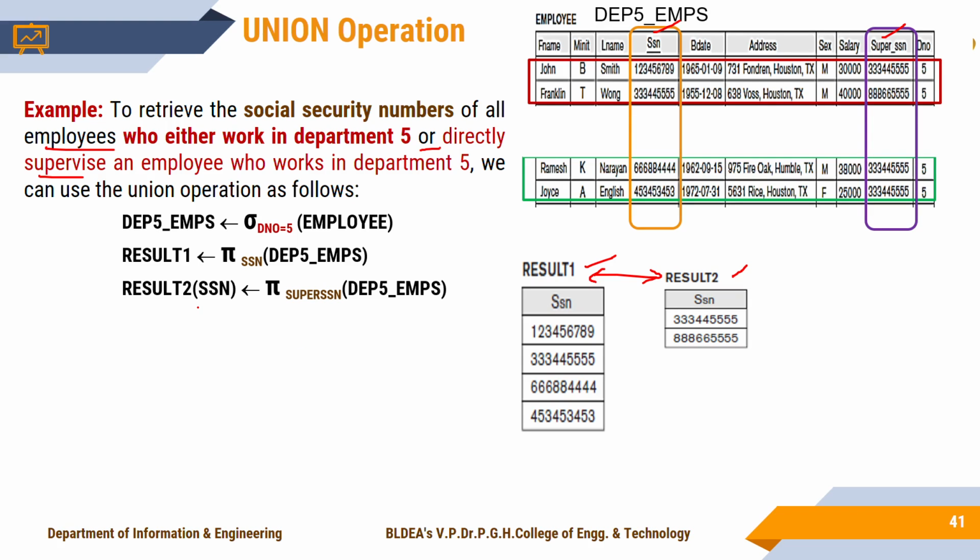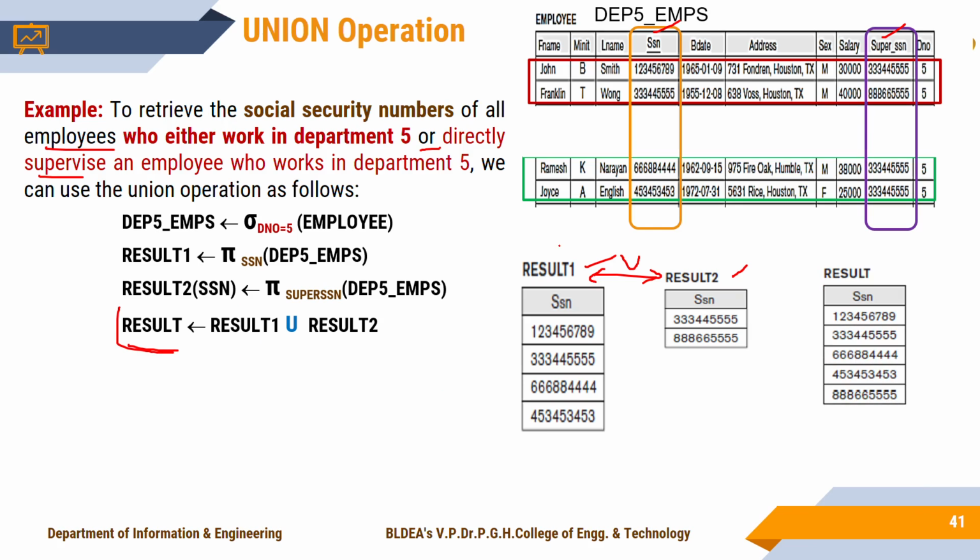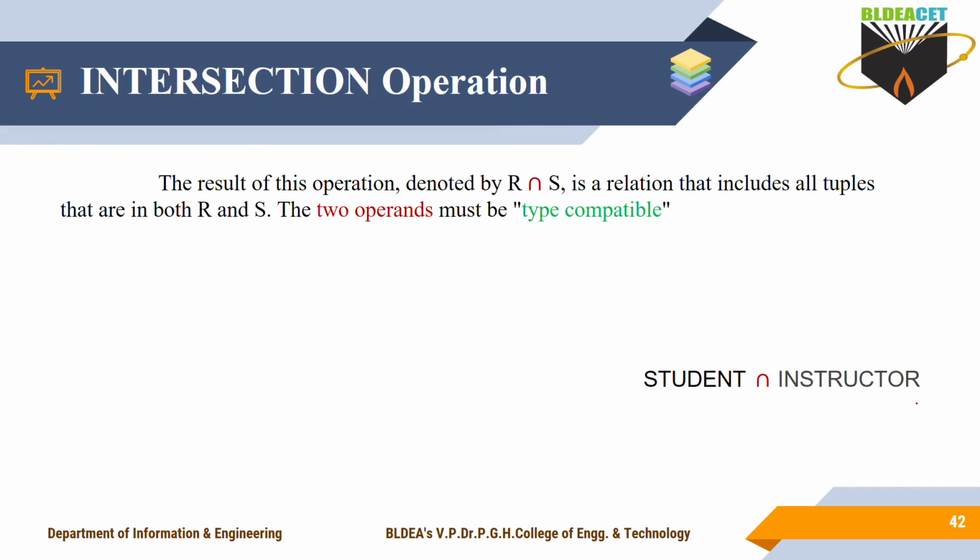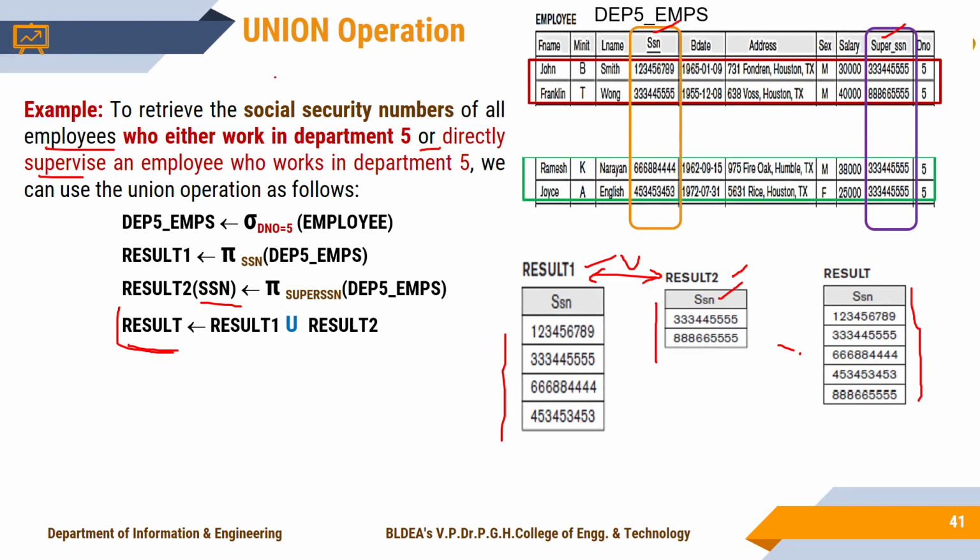So what do you have to do now? If you use the union operation between these two, then you will get the final result. See here, result 1 union result 2, then you will get the final result. All the attributes present in result 1 and in result 2 are used here. Here you have Super SSN, but in the result it is renamed as SSN. That's why in result 2 you get the attribute name as SSN. So after applying the union operation, you got this as a result. This is about your union operation.